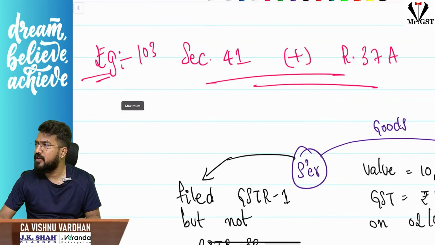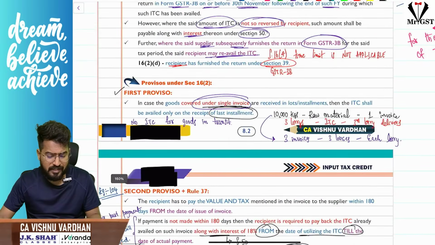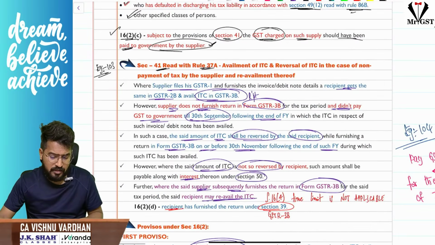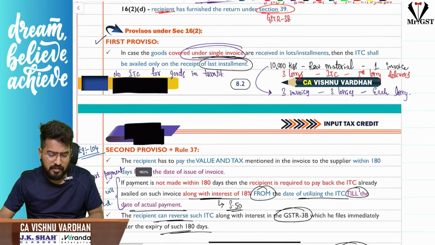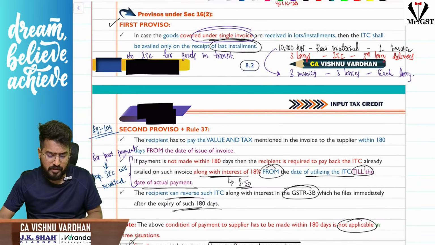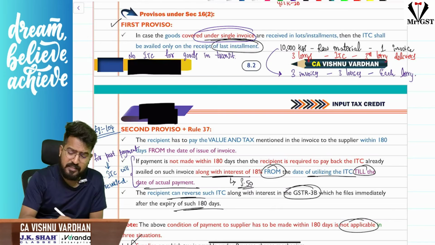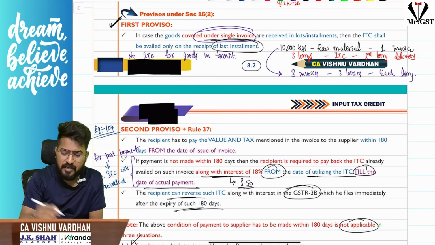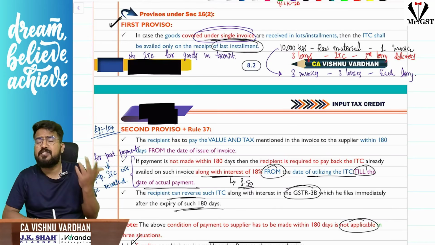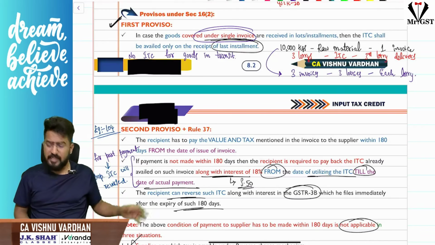Section 41 read with rule 37A. Okay, let us move on to the next one. The next one is the first proviso under section 16 subsection 2. So the first proviso we have already discussed. When the goods are coming in lots or installments, we can take ITC only after the receipt of last lorry or last installment, whatever it is, but they should be covered under single invoice that we have already discussed, right?